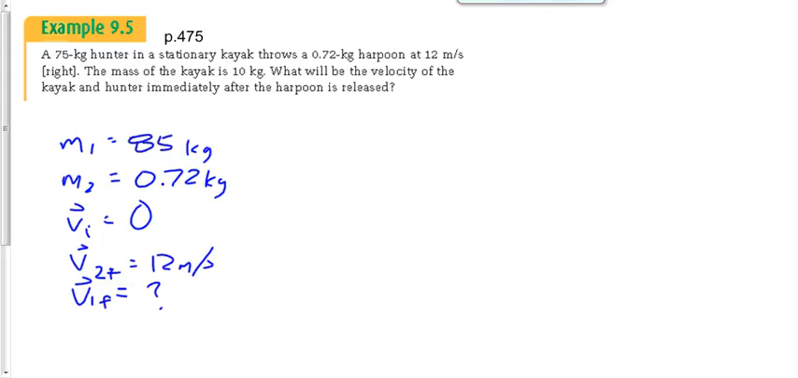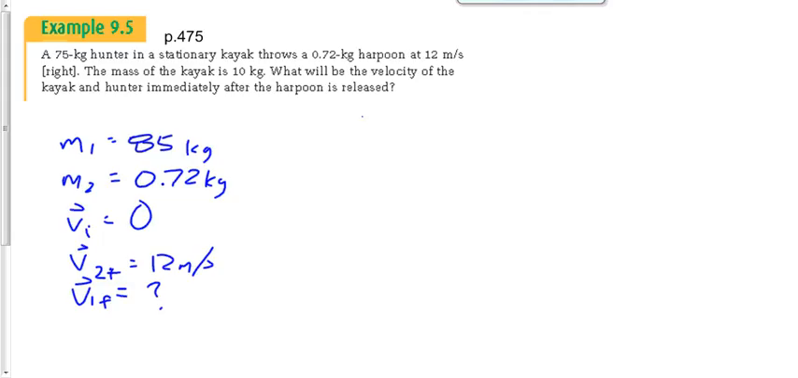Prediction here. How fast is that hunter kayak combo going to go? 12 meters per second? More than 12 or less than 12? Why? Yeah, so the harpoon goes one way with a certain momentum. The hunter and the kayak go the other way with the same momentum. But since the hunter and the kayak have much more mass and they have the same momentum, the velocity is going to be quite a bit smaller, right? So let's figure that out now.